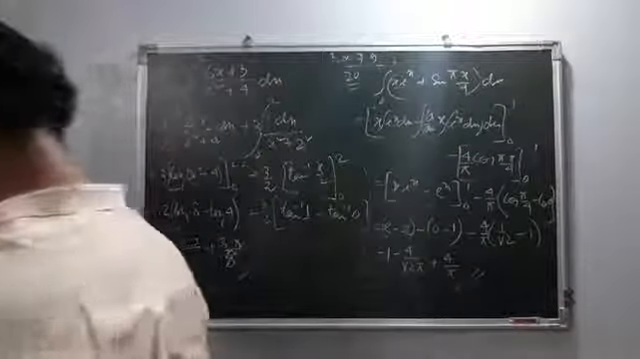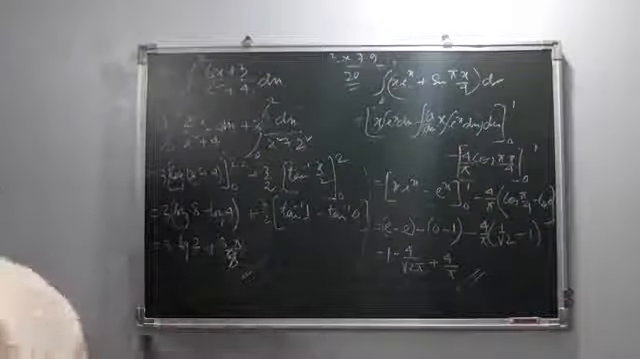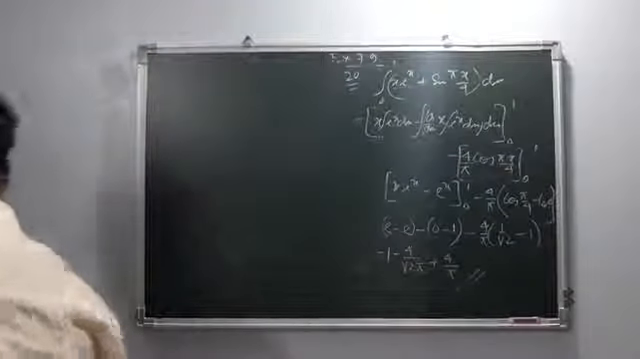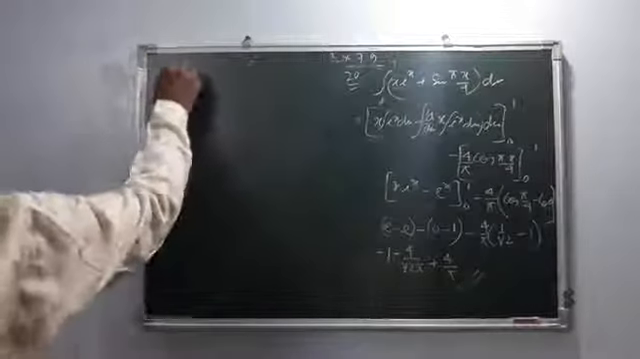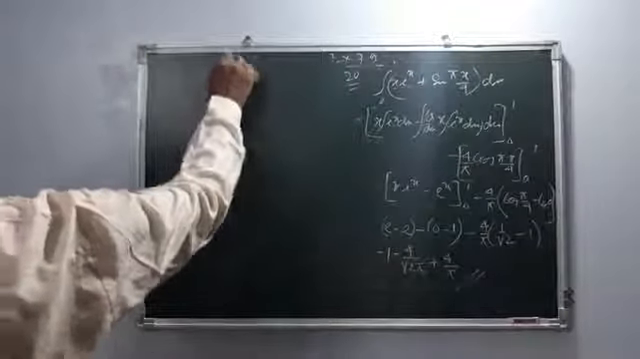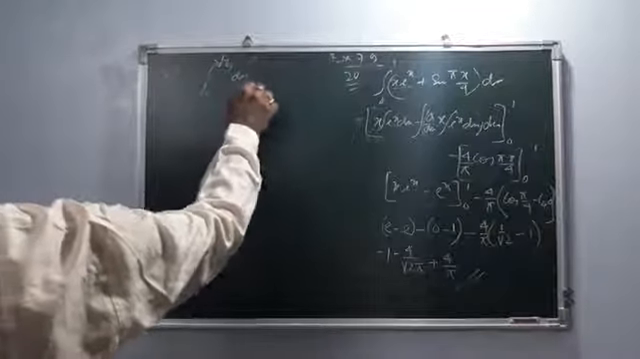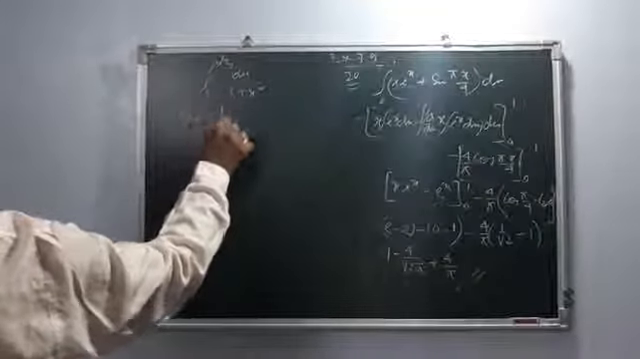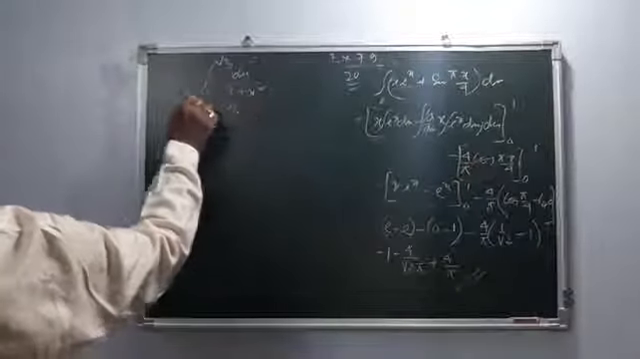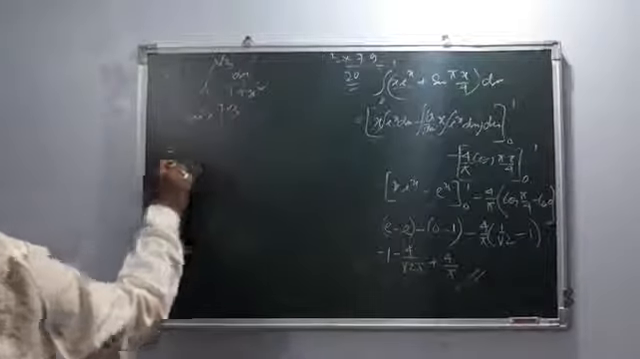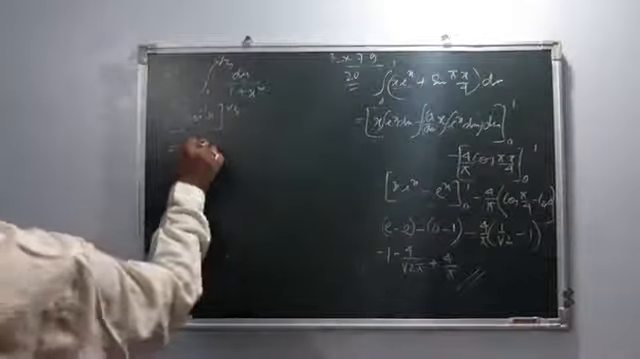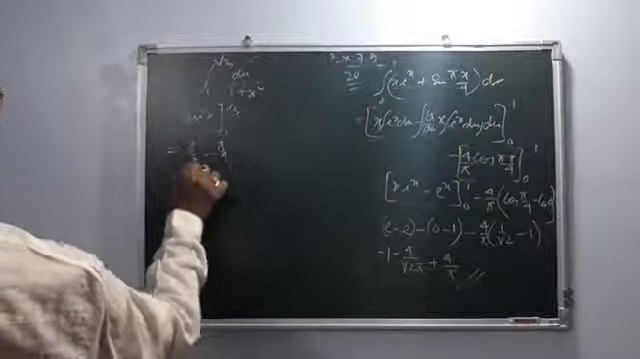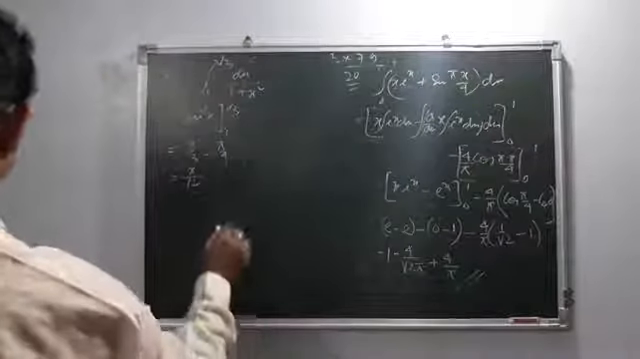Now question numbers 21 and 22 are optional only. I will just give hints how to do these. For 21, integration 1 to root 3 of dx by (1 plus x square). What will be the answer? We can directly write the formula of tan inverse x from 1 to root 3. Tan inverse root 3 is 60 degree, it is pi by 3. Tan inverse 1 is pi by 4. If I take LCM 12, then it is pi by 12. So the answer is option D.